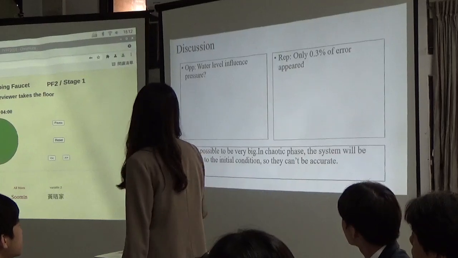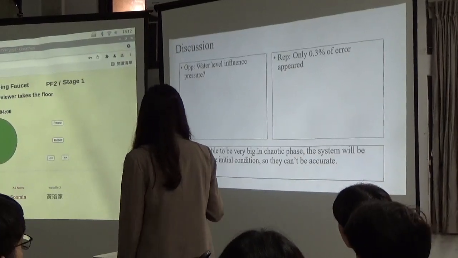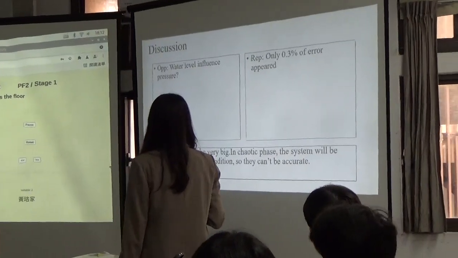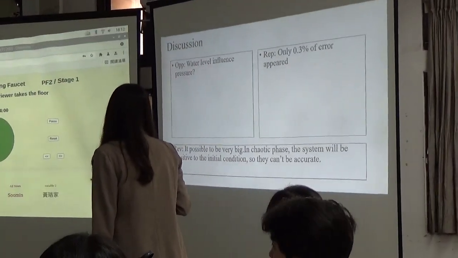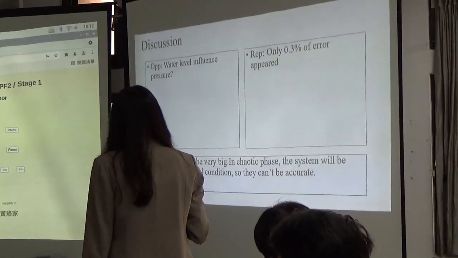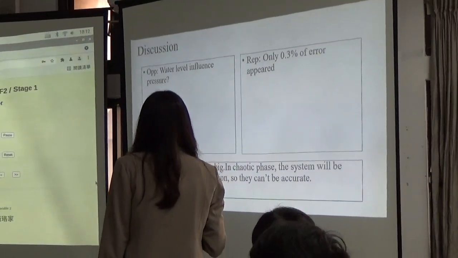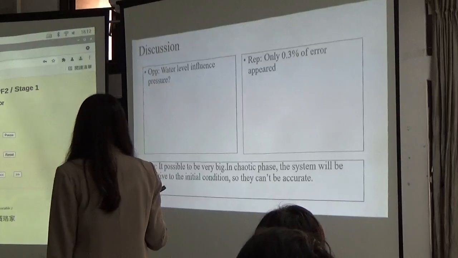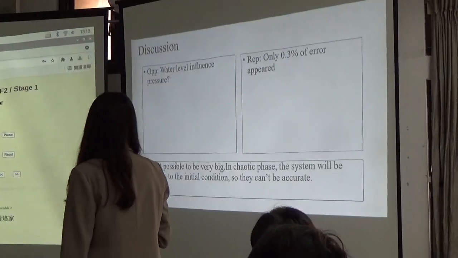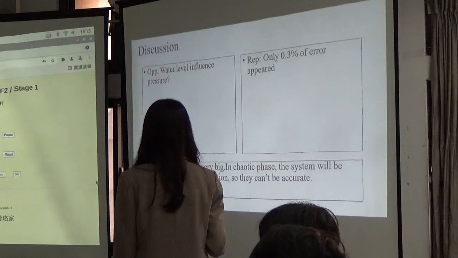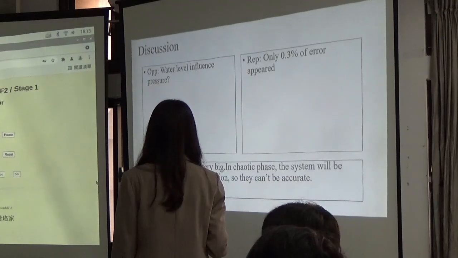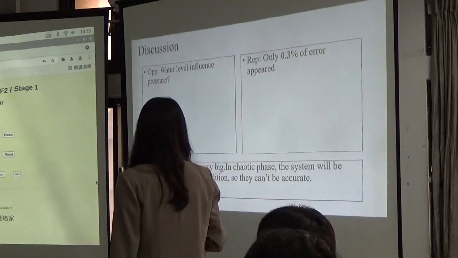And here's the opponent and the reporter's discussion. The opponent asks what level pressure influences, and the reporter said it's only 3% error. But we think that it's possible to be very big, because in the chaotic regime the system will be sensitive to initial conditions, so they can't be accurate.